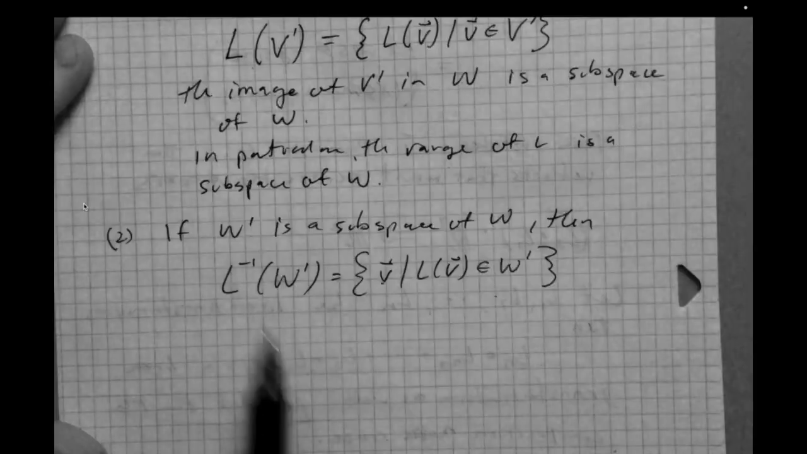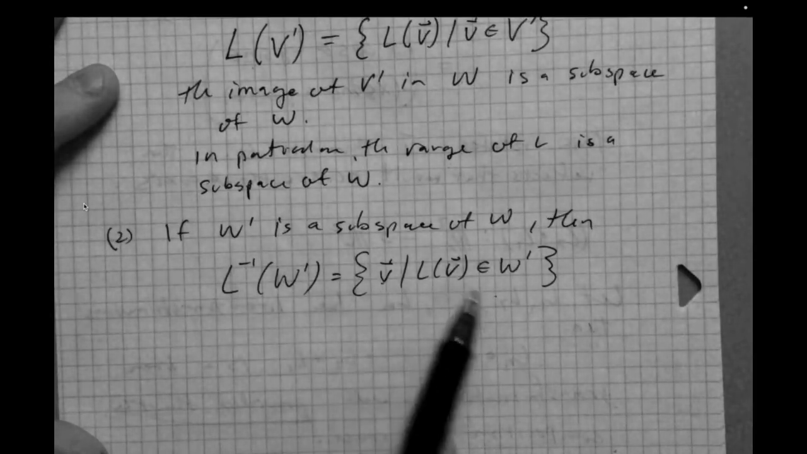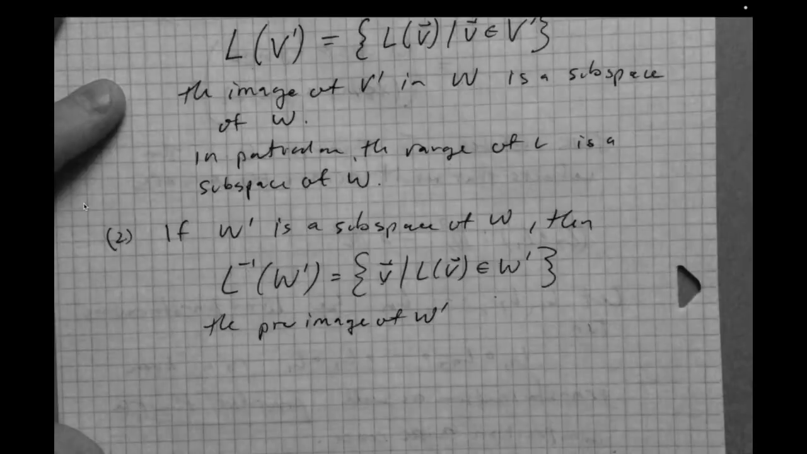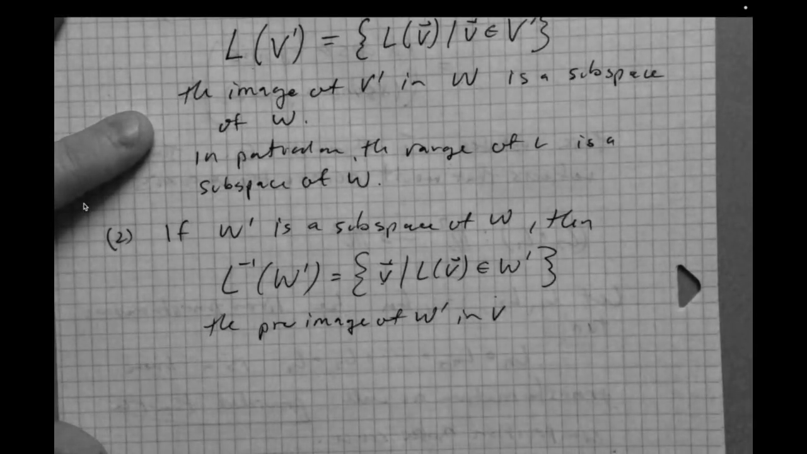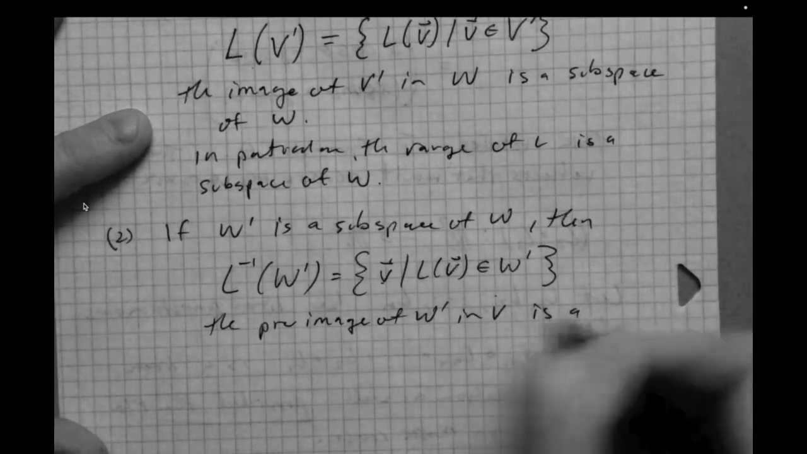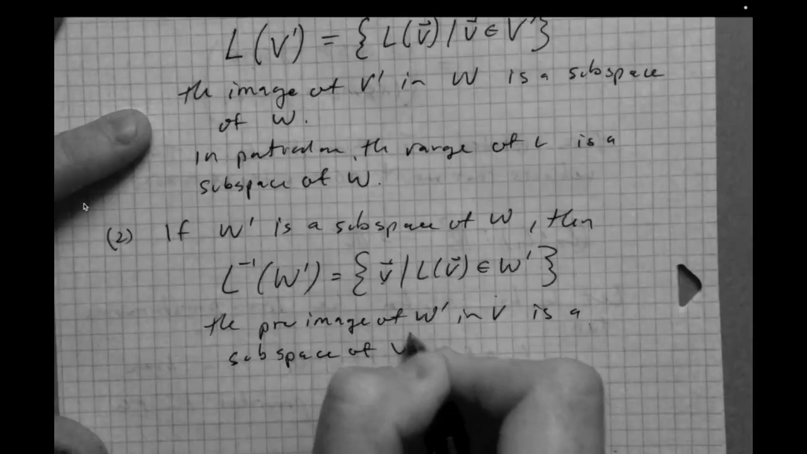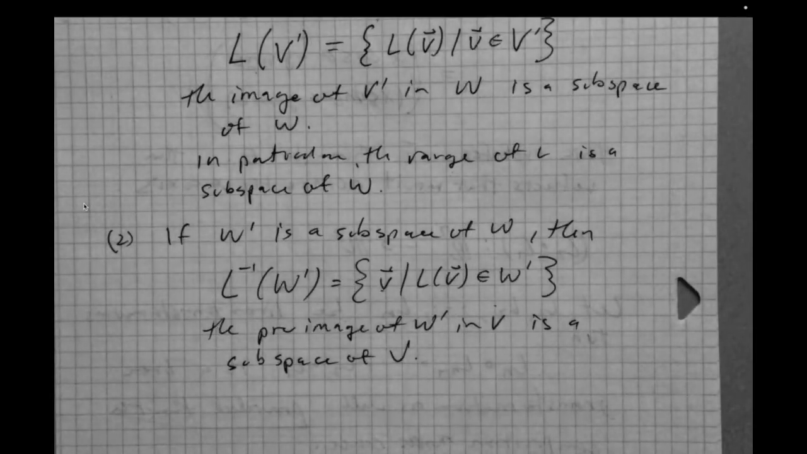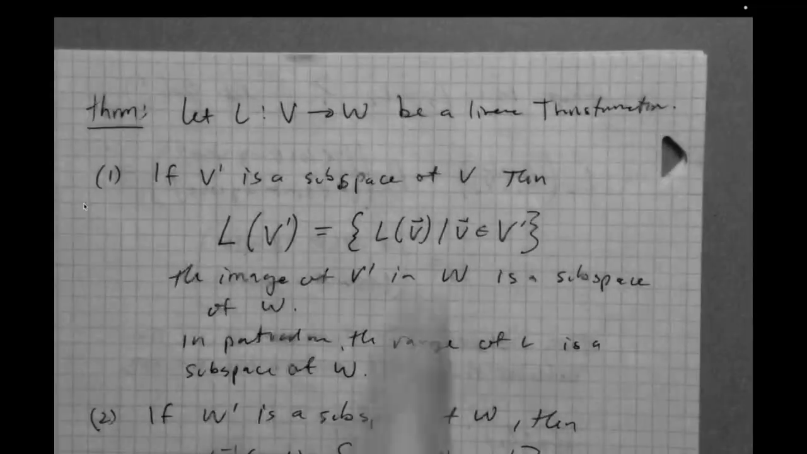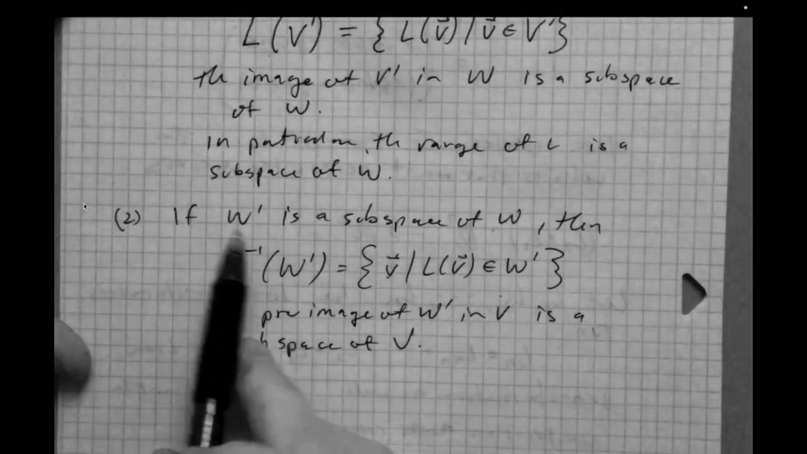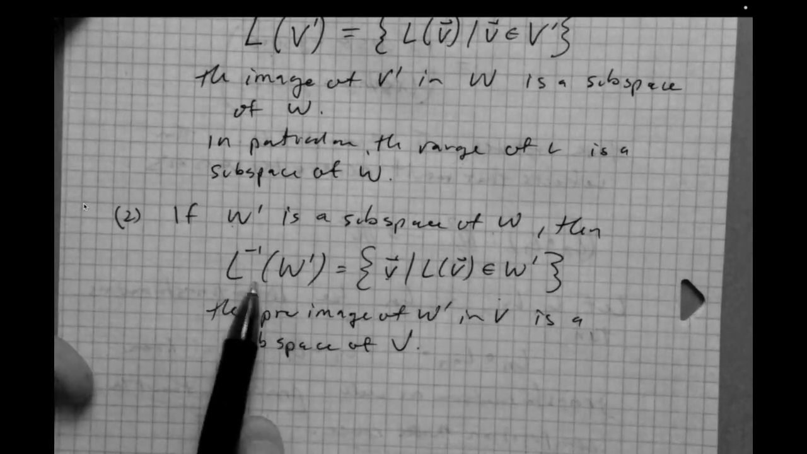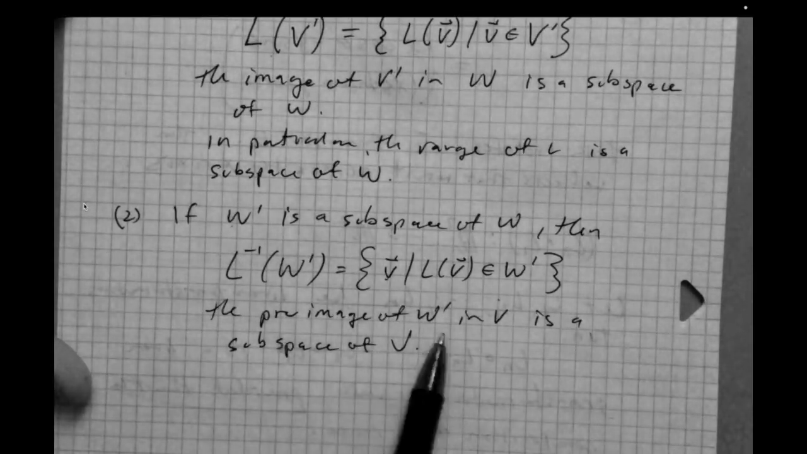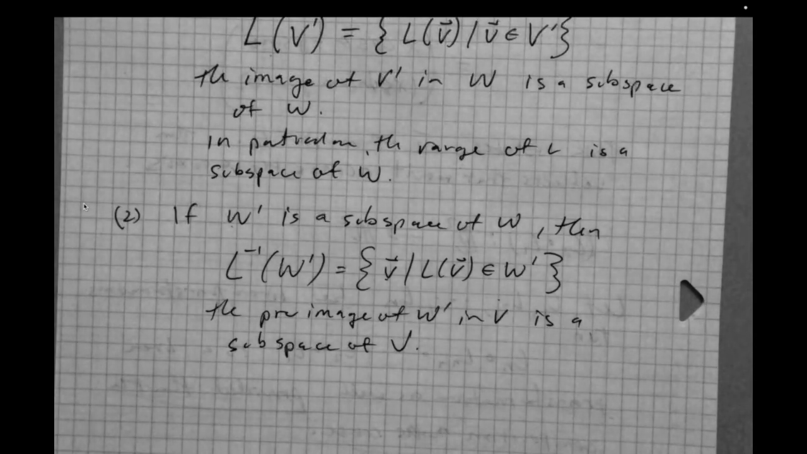So what would we call this? This is the pre-image of W prime in V. So this is a subspace of V. If I start in W prime, a subspace of W, remember W is the codomain here, so if I take all of the elements of the subspace W prime in the codomain and apply the inverse linear transformation, then I get what you would consider to be the pre-image of W prime in V. And this is also a subspace.